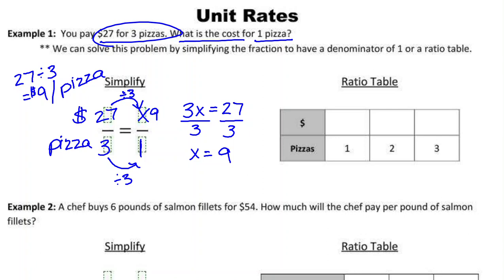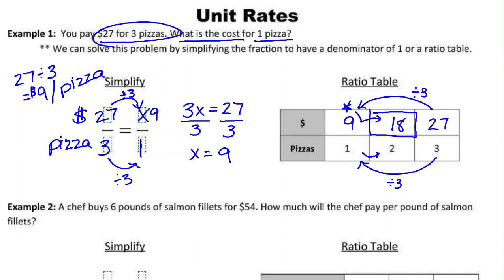So I know that 3 pizzas is $27. I need to figure out that magic 1 pizza. So I could simplify this. 3 down to 1 would be divide by 3, so I could do the same thing here. Divide it by 3 and I get 9. And then I could just fill in this empty blank here. I could go forwards and multiply by 2 to get 18. But my real answer I want is right there. So my answer for this one was $9 per pizza.